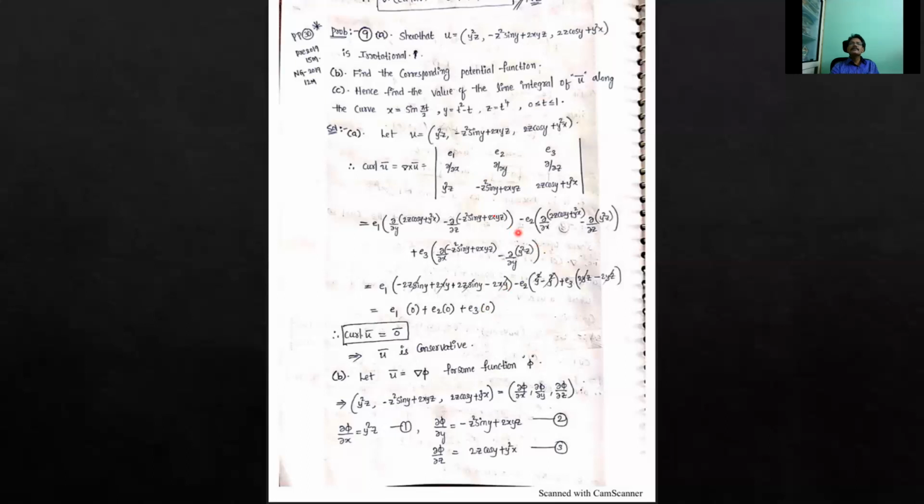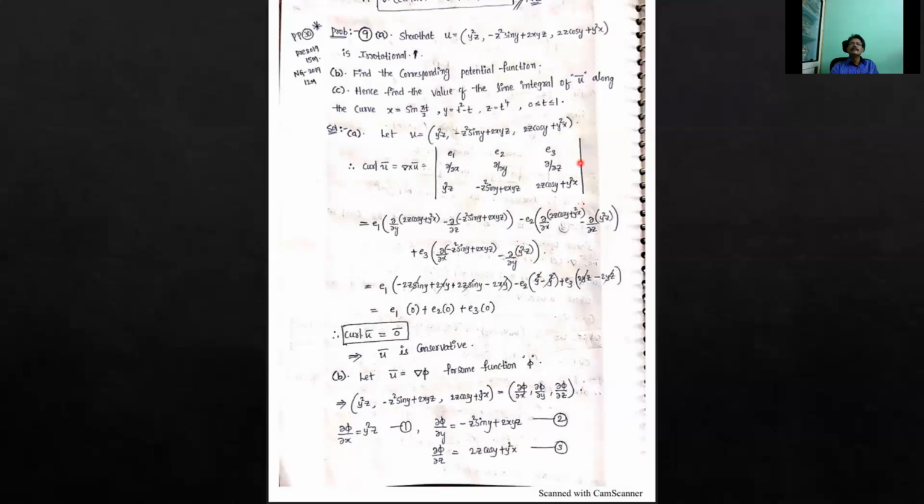And again, minus e2 times [∂/∂x of (2z cos y + y²x) minus ∂/∂z of y²z]. You know that for 2z cos y it is 0, and for y²x it is y². And again here, minus of y²z, y² into 1, because it is a partial derivative with respect to z, so y² is constant. So we are getting finally y² − y², plus e3.